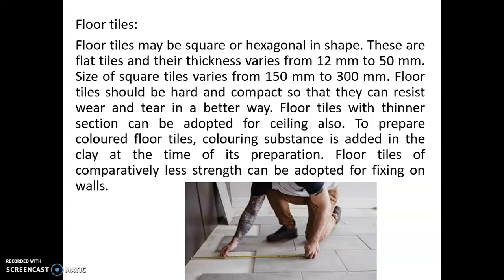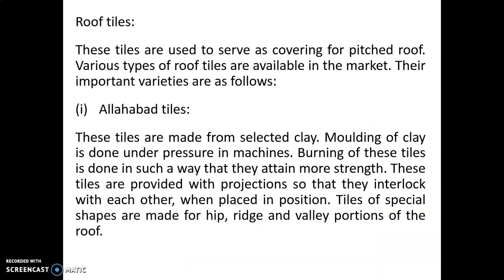Floor tiles. Floor tiles may be square or hexagonal in shape. These are flat tiles and their thickness varies from 12 to 50 mm. Size of square tiles varies from 150 to 300 mm. Floor tiles should be hard and compact so that they can resist wear and tear in a better way. Floor tiles with thin section can be adopted for ceiling also. To prepare colored tiles, coloring substance is added in the clay at the time of its preparation. Floor tiles of comparatively less strength can be adopted for fixing on walls.